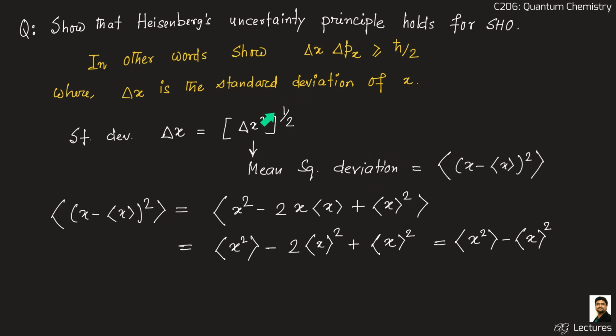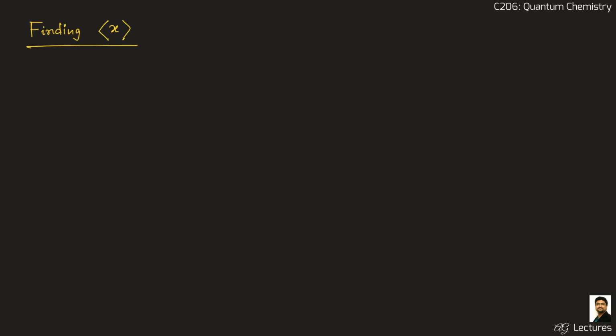We'll take a square root of that, and then we'll get the standard deviation of x, and we'll be doing the same thing for delta px, and then we'll take a product of these two to check whether this relationship holds or not. So let's try to find the mean of x first. We'll be doing it in two ways. The first through logic, and the second through proper quantum mechanical steps, right?